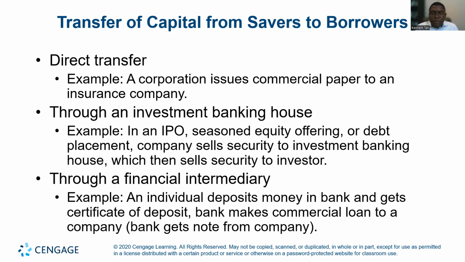We also have capital allocation through a financial intermediary. An example: an individual deposits money in a bank and gets a certificate of deposit. The bank makes a commercial paper loan to the company. The bank gets a note from the company. So the business is actually getting money from this individual, but it is going through a bank, because that individual makes a deposit in the bank and gets a certificate of deposit. So there is an individual that is depositing their money, but that money is being extended to the business. So the business is getting money from that individual through a financial intermediary.